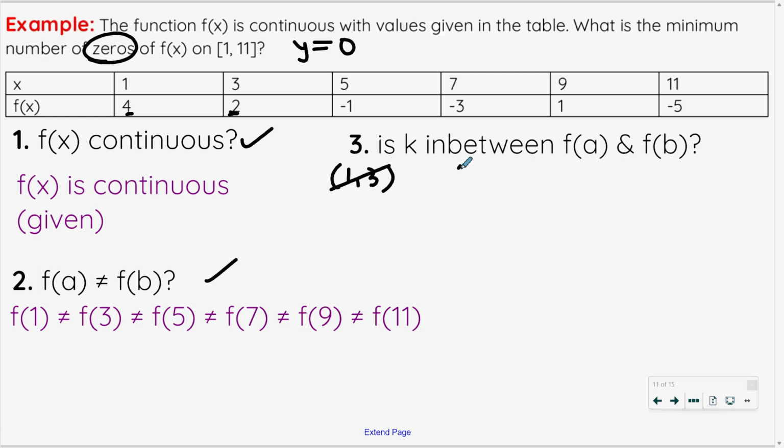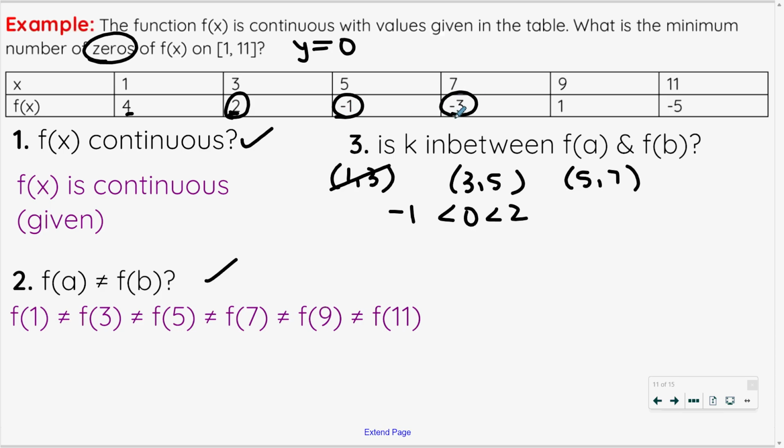Let's look at my next interval between 3 and 5. Look what happens: my y value changes from positive to negative. So I know that 0 lies in between these two values. Okay, let's look at my next interval between 5 and 7. Between 5 and 7, I'm at -1 and I'm still negative, so I'm going more negative. So that interval doesn't apply.